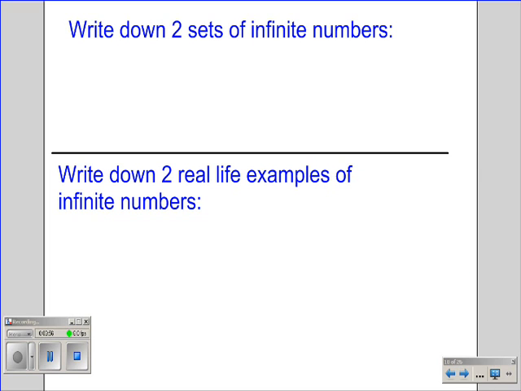At this time, I'd like for you to write down 2 sets of infinite numbers and 2 real-life examples of infinite numbers. I'll give you a few seconds. You may want to pause the slideshow.